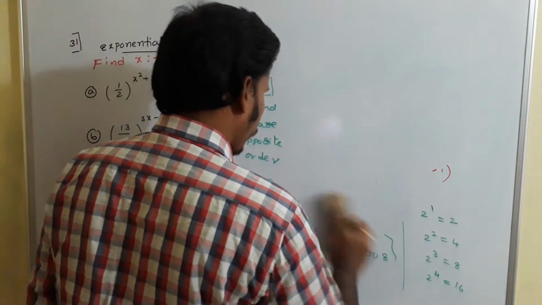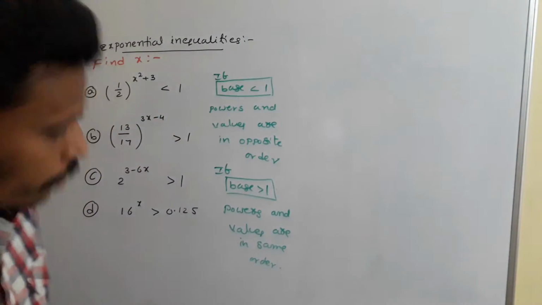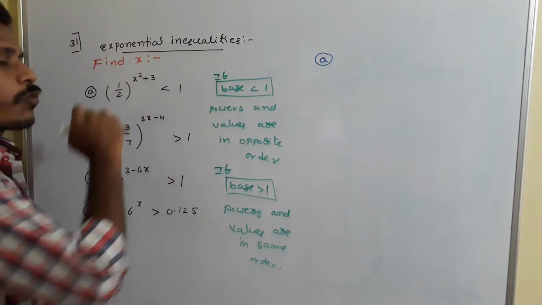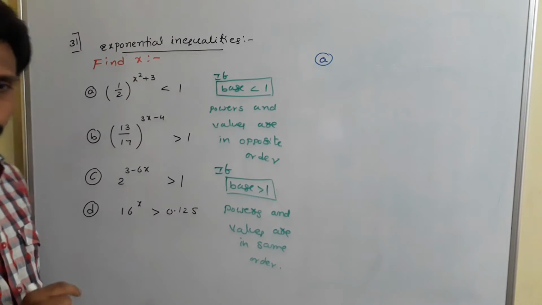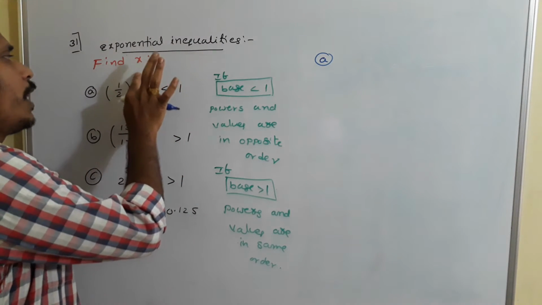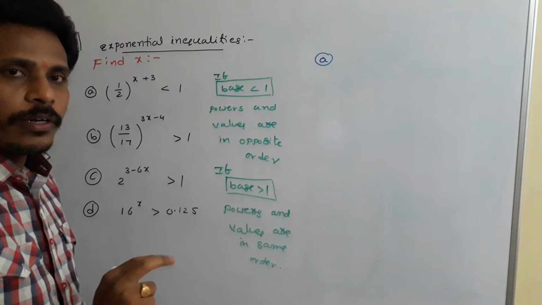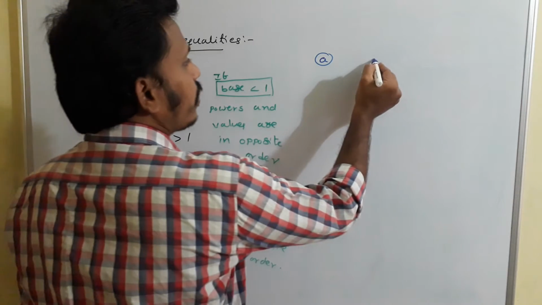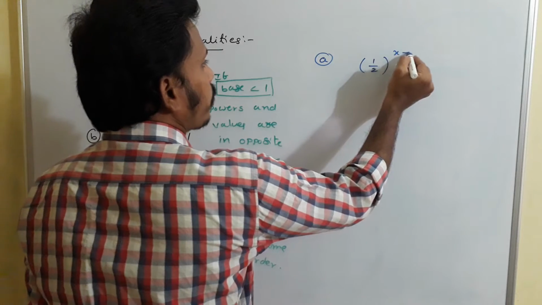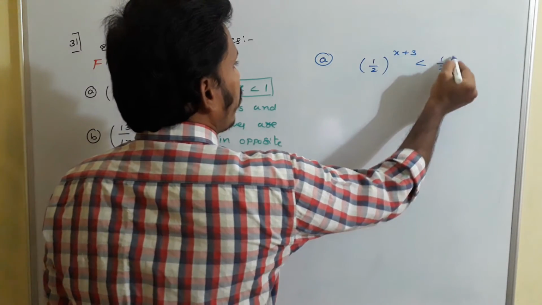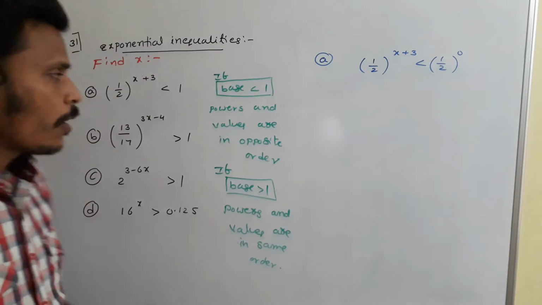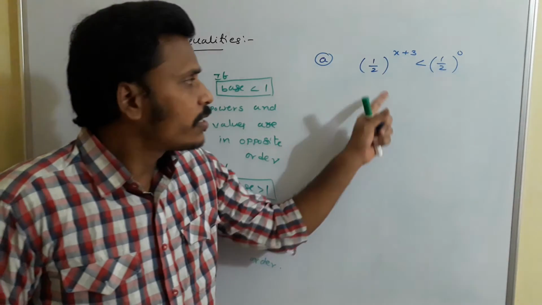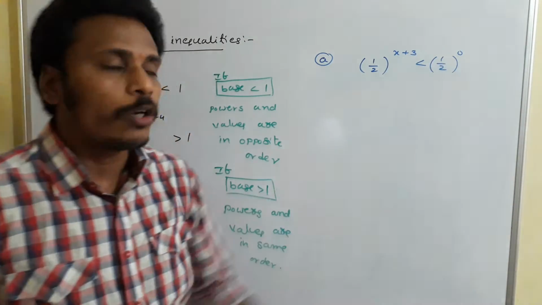Just have a look. First problem. Okay, the problem here is (1/2) power x square plus 3 is less than 1. For some time you just take x plus 3, leave about x square. Okay, I am not ready to give you more confusion. (1/2) power x plus 3 is less than 1. I will write it like this: (1/2) power x plus 3 is less than (1/2) power 0. What do you say? 1 is simply nothing but power 0, right? 1 can be written as anything power 0. Since I have base 1/2 here, I am writing 1 as (1/2) power 0.